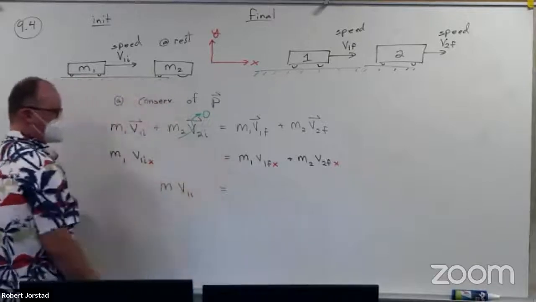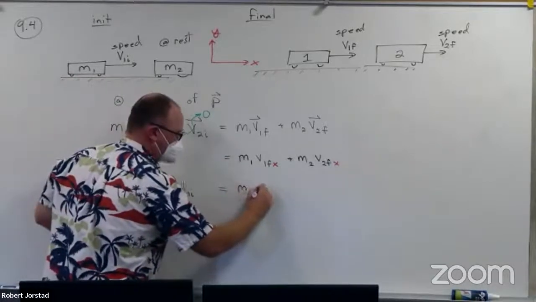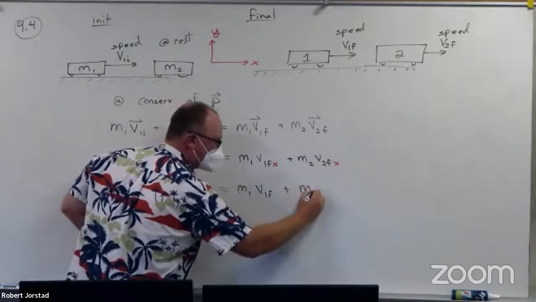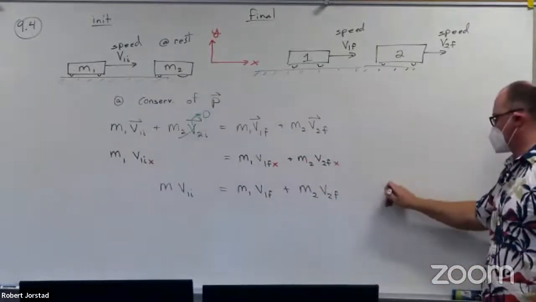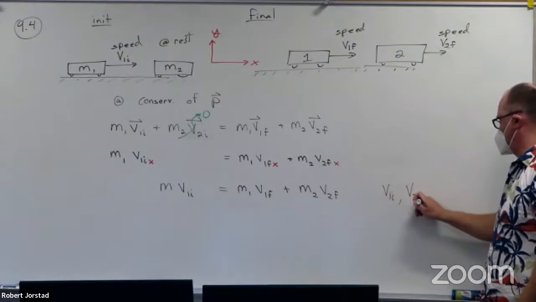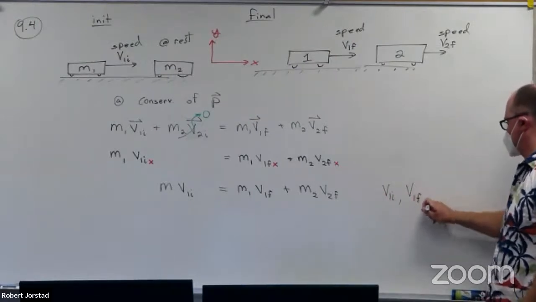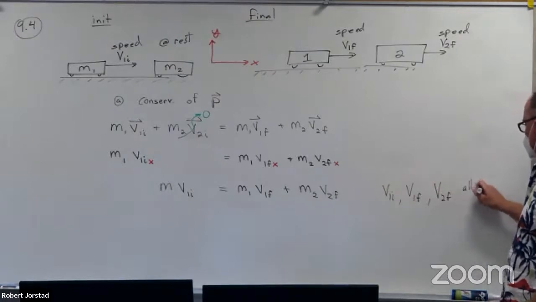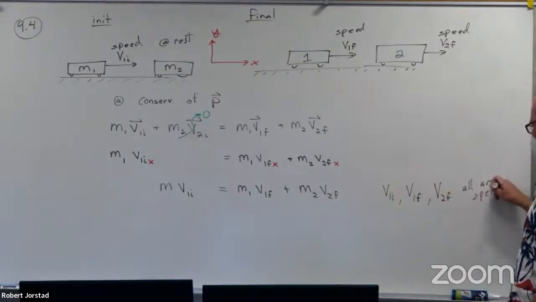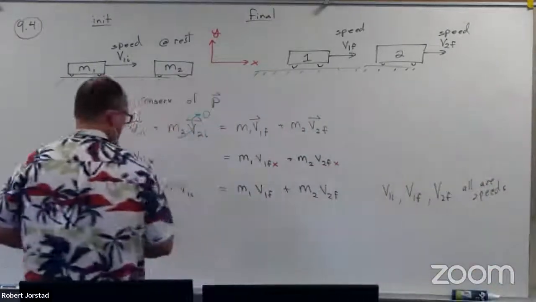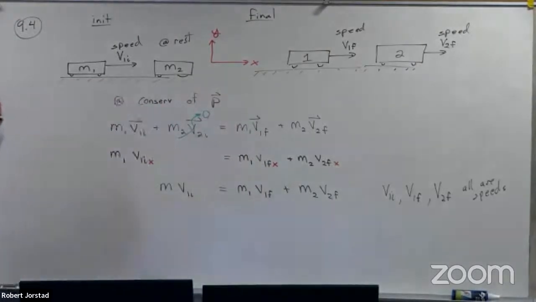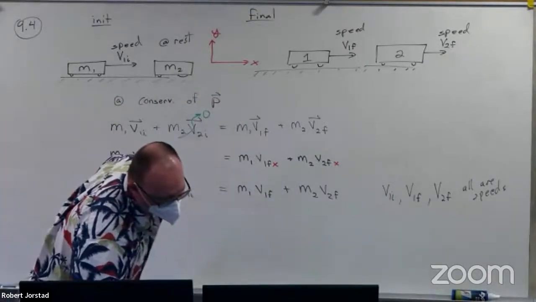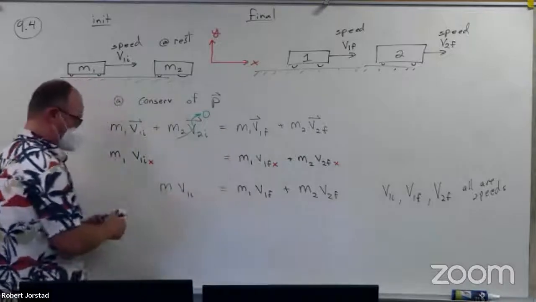Because everything's positive, hopefully you agree. We can now write V1 initial, V2, V1 final, V2 final, all are speeds, not velocities anymore. These are speeds. So what were we looking for? V1 final. Trying to find the final speed of M1. Okay, so V1 final. So solve this for V1 final. Go.